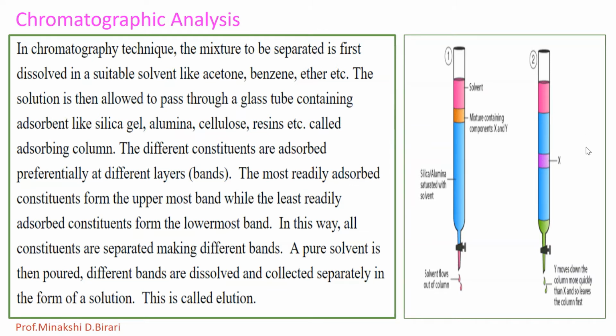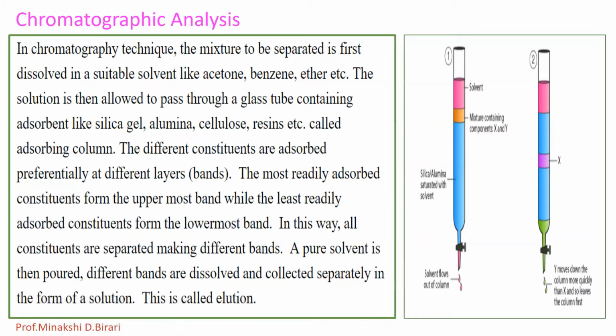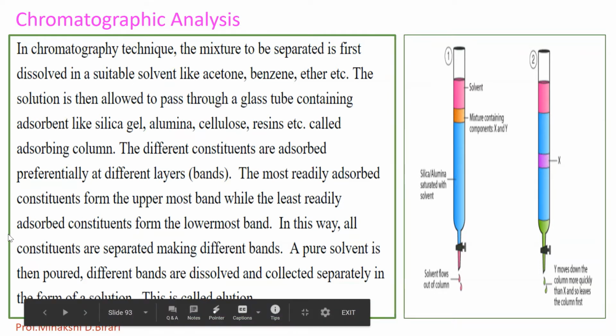A pure solvent is then poured. The different bands are dissolved and collected separately in the form of solution. This solution is also called elution. So this chromatography method is useful to separate the constituents of the mixture, and it is based on the fact that substances can be selectively adsorbed from the solution by a given adsorbent.